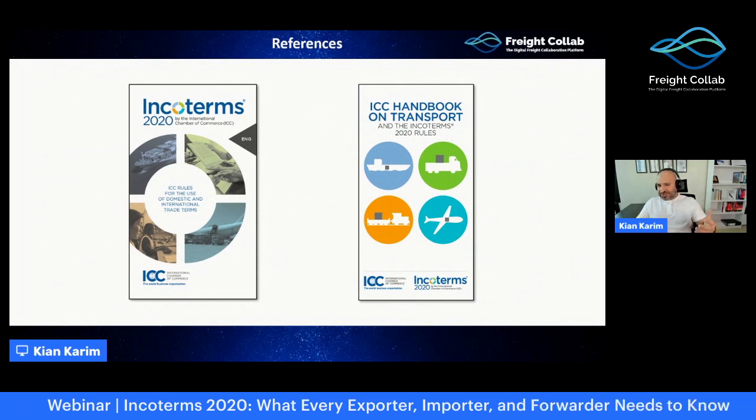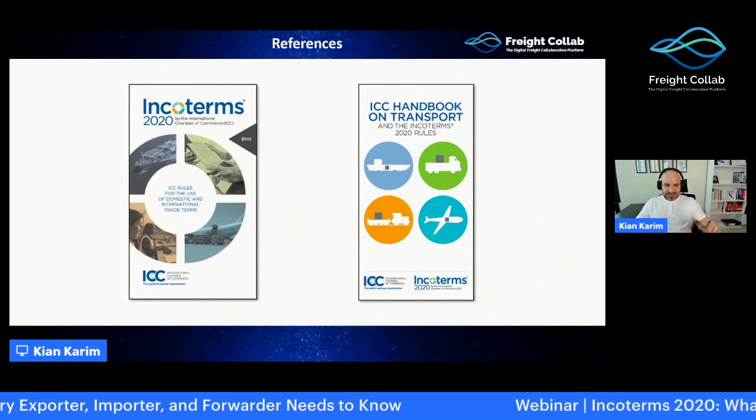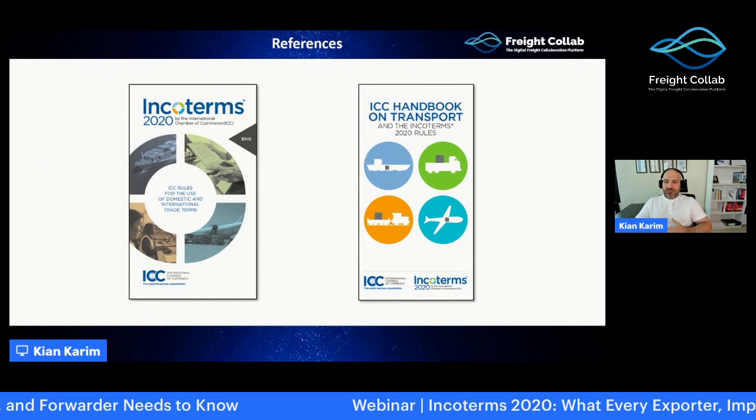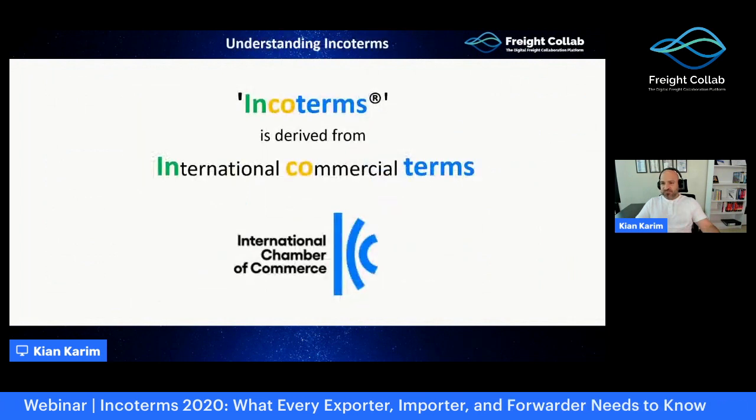For those who have been following the ICC branding, you might notice that both of these publications feature the older ICC logo, which has since been updated to a new design that we will see later in this presentation.